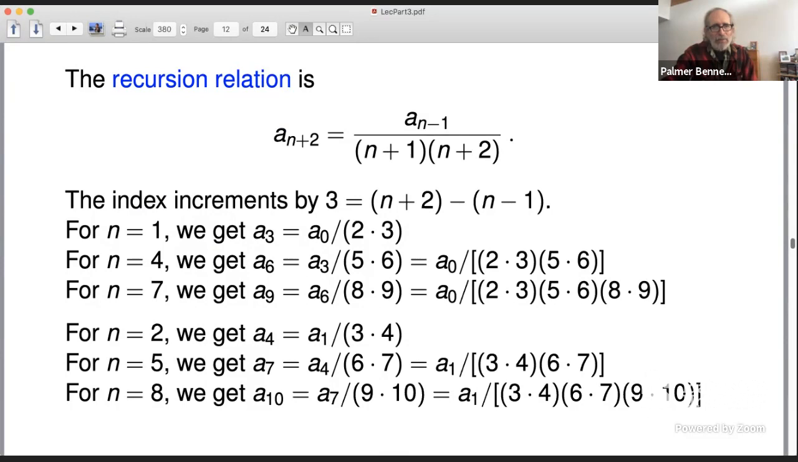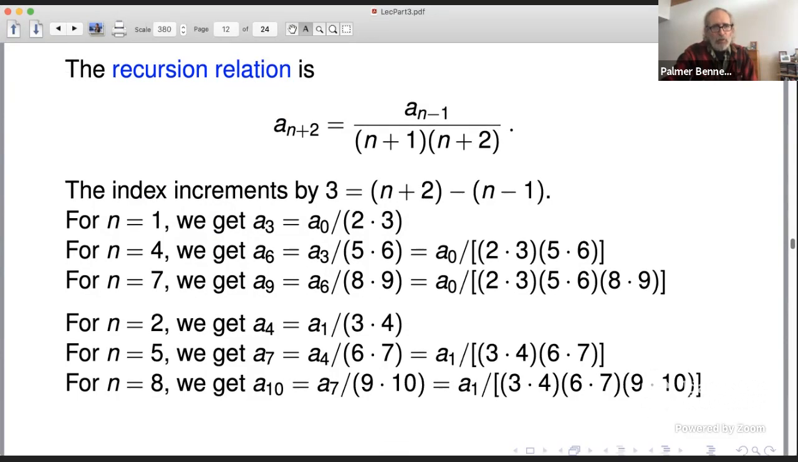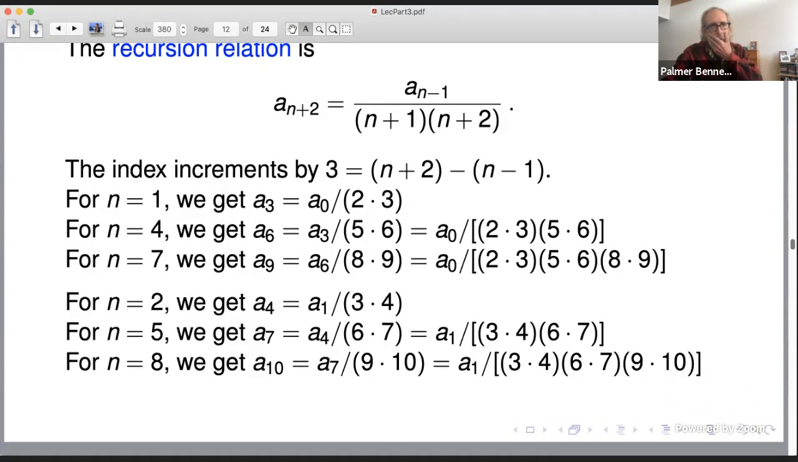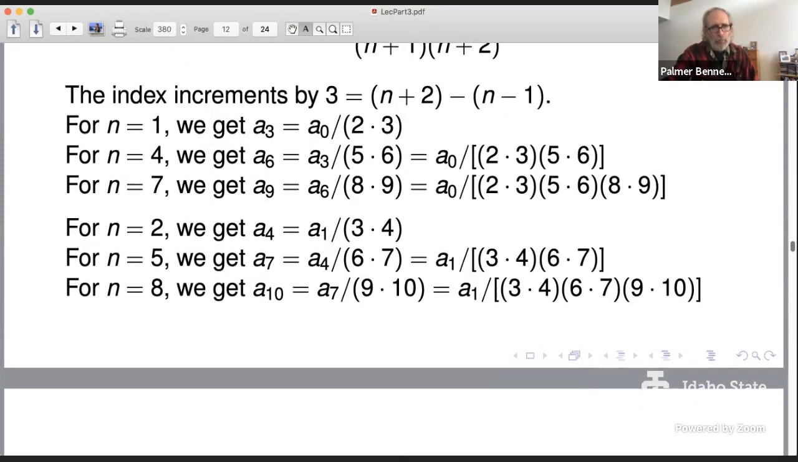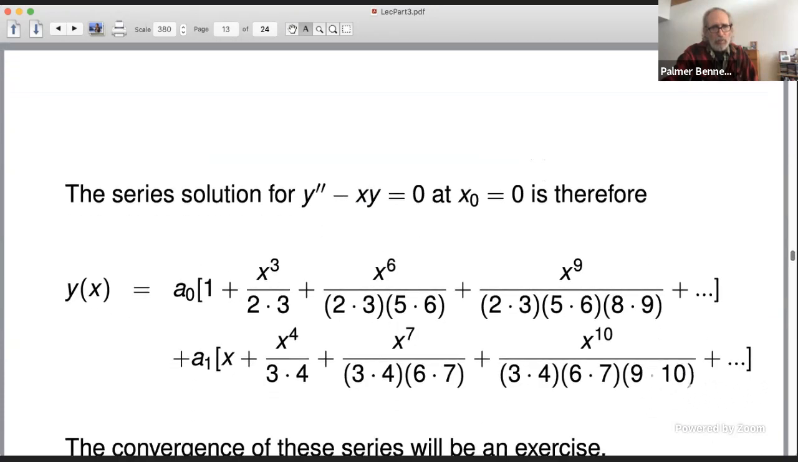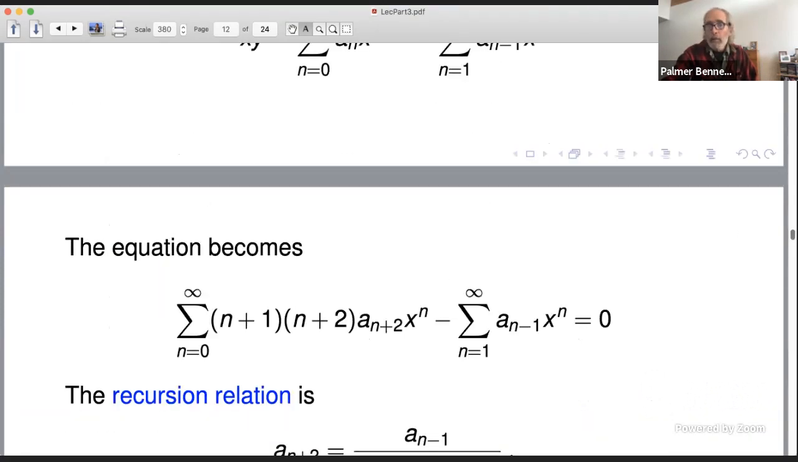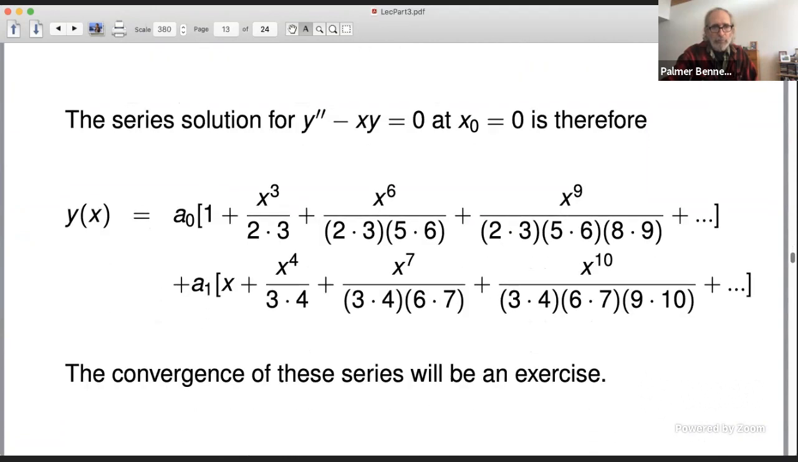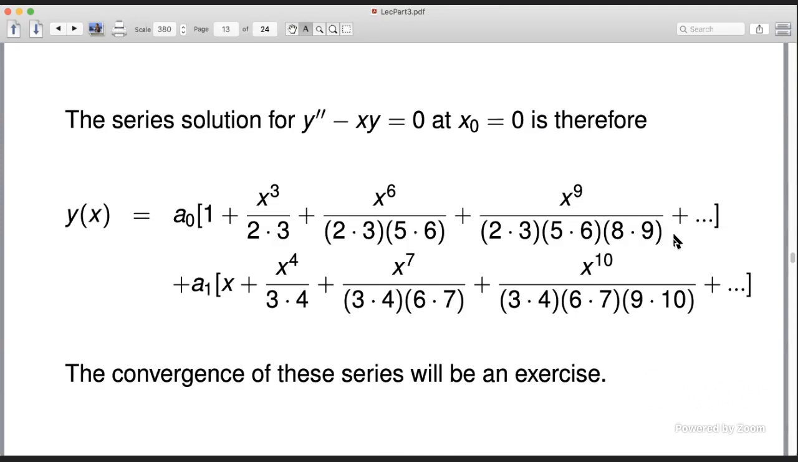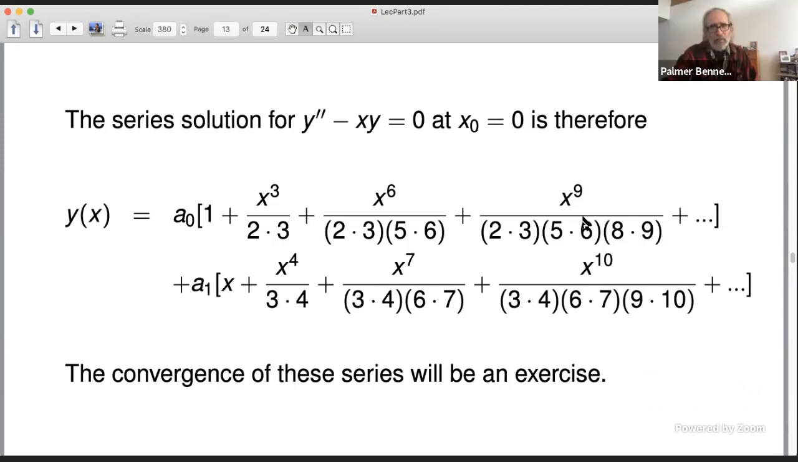Then we go and plug everything back into the power series. We should get 2 power series. One has the factor A naught, the other has the factor A1. And when we do that, it'll look like this. Remember, again, when you want to put these back in the power series, you just remember that An is the coefficient of x to the n. That's the important thing to remember. And when you plug those in, you get these 2 series that look like this, okay? And you can kind of guess what the next term is going to be.